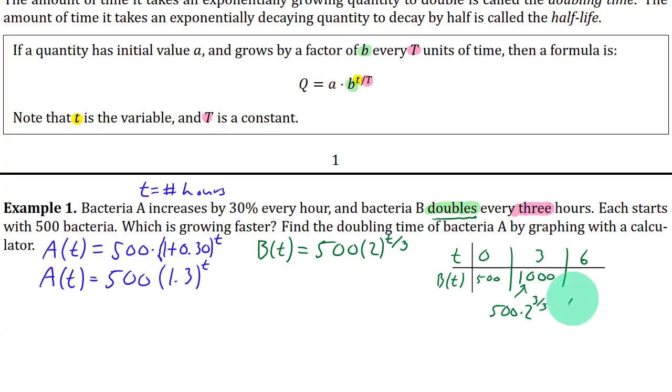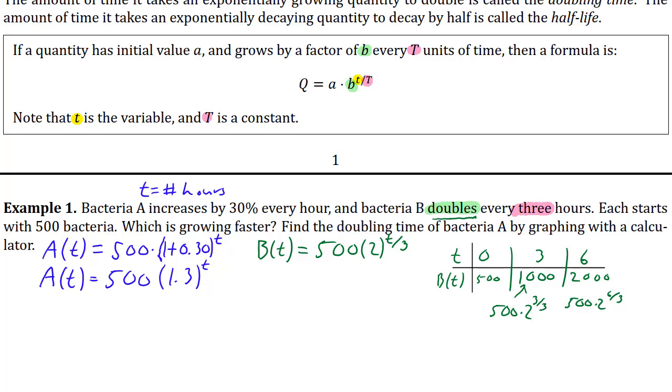If you plug in 6, you're going to do 500 times 2 to the power 6 over 3. That's going to make it double again, because 6 over 3 is 2. So we get 500 times 2 to the power 2, which is 500 times 4, which gives you 2,000. So that made it double a second time. Okay, so that works. Now, which is growing faster? Well, we can't really tell yet. They're not written in the same form.